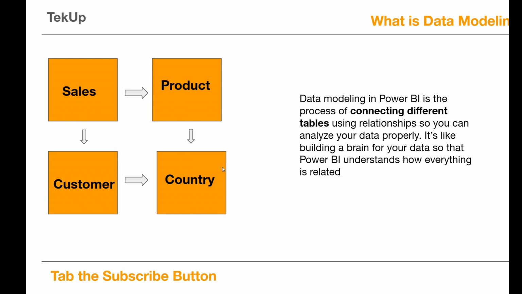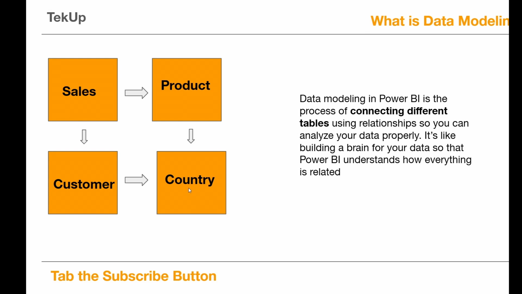We can simply say a customer makes a purchase from the company. That means a sale was made to this customer. And for a customer to make a purchase, there must be a product, right? And for a product to be delivered to a customer, there must be a location. This is where the country comes in. Now, as you can see, we have logically created a relationship between these four tables.